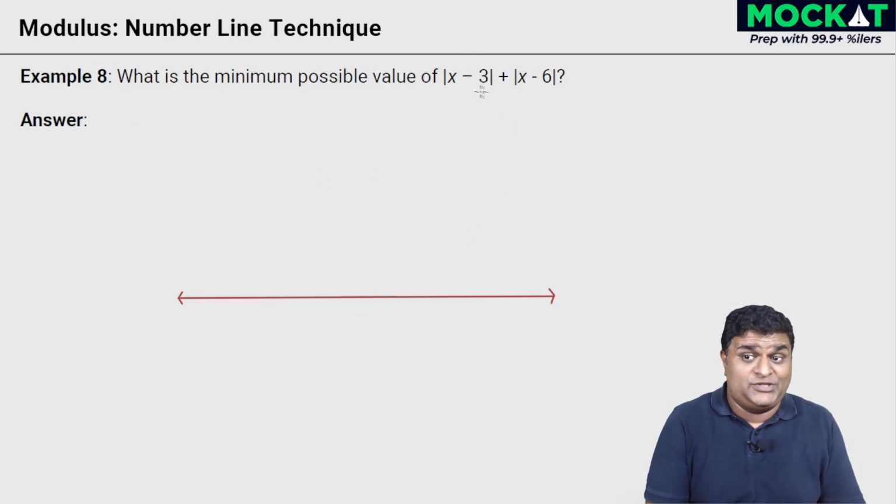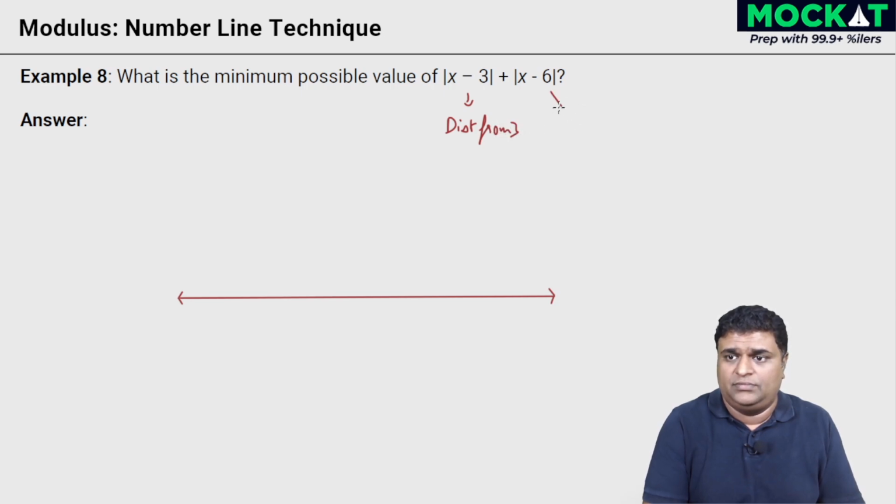Now, let's get into a fun zone with multiple modulus. What is the minimum possible value of modulus of x minus 3 plus modulus of x minus 6? What is this? Distance from 3. This is distance from 6. That's it. So the sum of the two distances we need to find. So put a 3 first and put a 6 second.